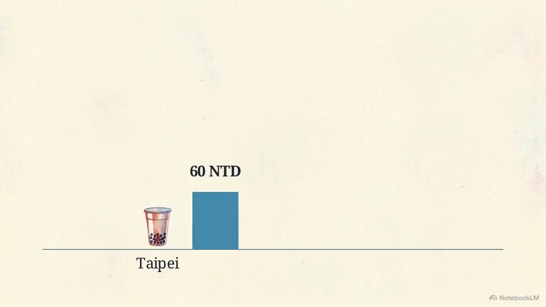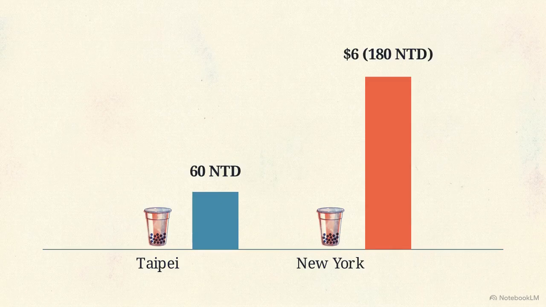That cup in Taipei costs about 60 new Taiwan dollars. But in New York, the exact same tea costs $6, which equals roughly 180 NTD. You are getting the exact same product, but for 3 times the cost.